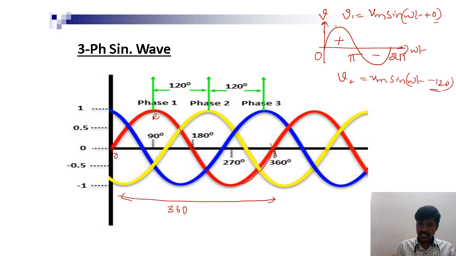That means the phase angle between these two voltages is 120 degrees. That means already the first expression is started at 0 degrees, and the other phase is going to start at 120 degrees. From this point it is going to stop. From this point it is going to start.